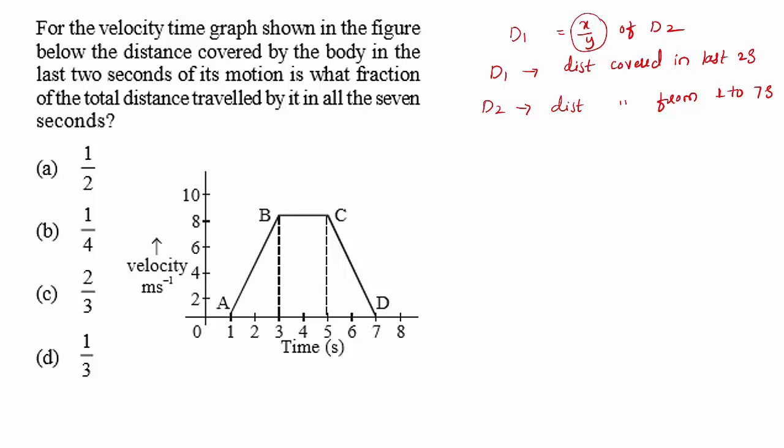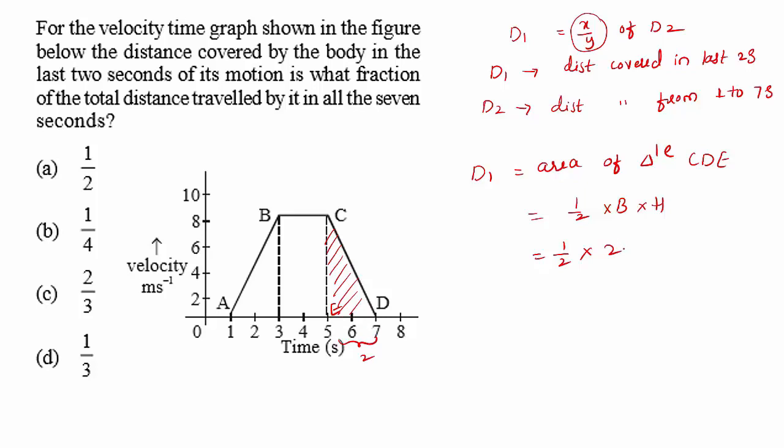Now, first I am going to calculate D1. D1 means this area, we can take last 2 seconds, that is between 5 to 7. That is the area of triangle. Let us take it as CDE. So we know the area of triangle is half into base into height, right? So half into base is 2, because 7 minus 5 is 2, and height is 8. So 2 will get cancelled. So 8 meter. This is the value of D1.